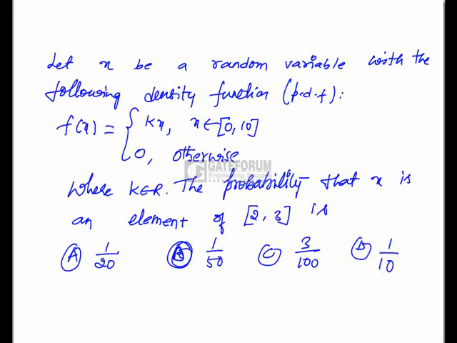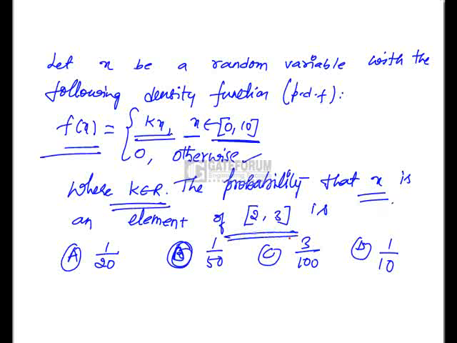It is given that X is a random variable with the following probability density function. The probability density function is given as f of x equals kx if x is in the interval 0 to 10, and it is 0 otherwise. Now k is a real number and we have to find the probability of x in the interval 2 to 3. In order to find this, first of all we have to find the value of k, which is a real number.